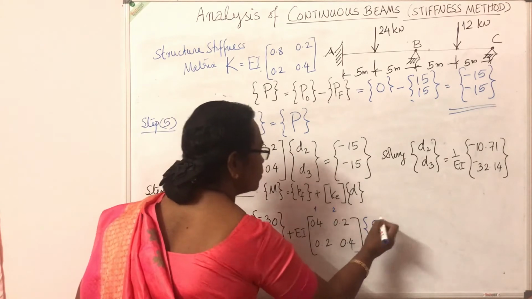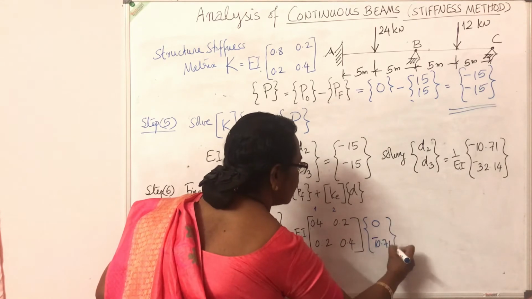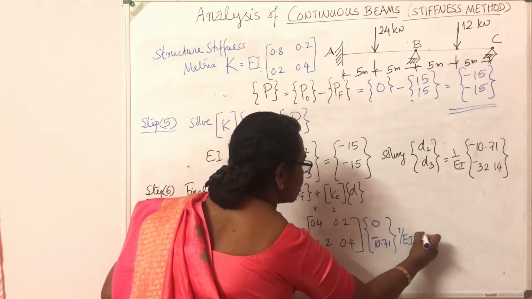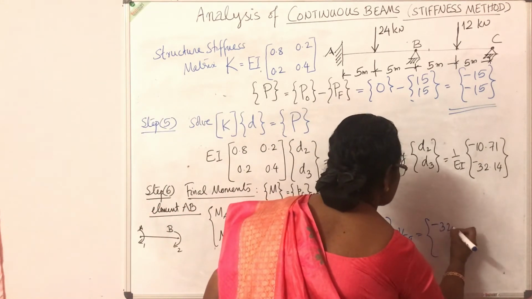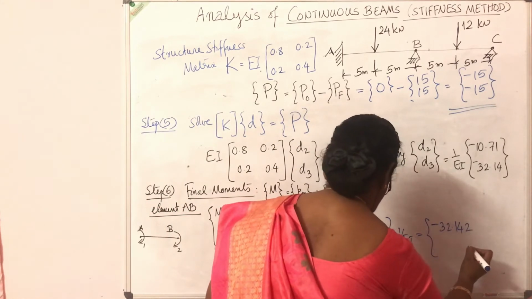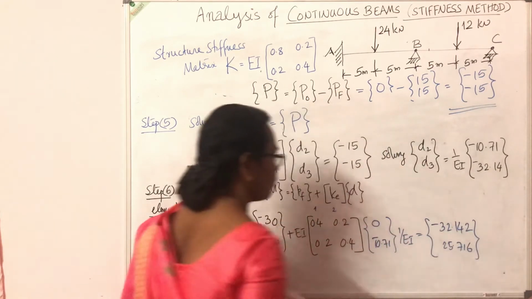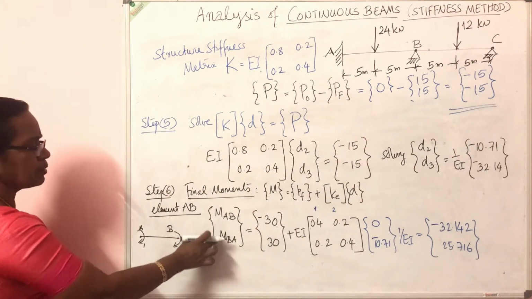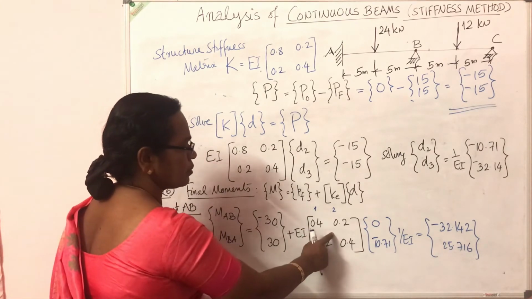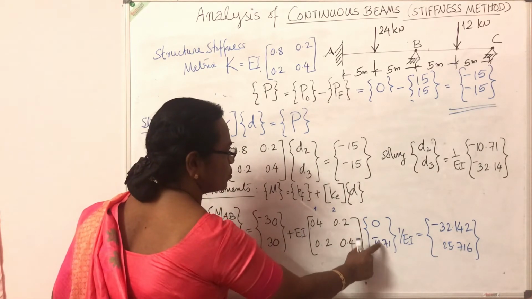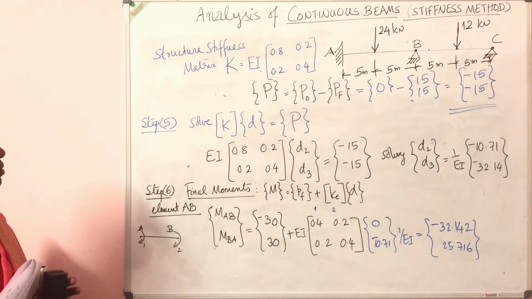D1 is 0 and D2 is minus 10.71 into 1 by EI. It will generate the values minus 32.142 and 25.716. So we have got the values of MAB and MBA as the fixed end moment for the first element plus the stiffness matrix for the first element into D1, D2. D1 is 0, substitute the value of D2. We got the values of MAB and MBA.